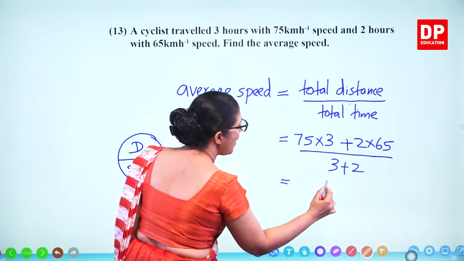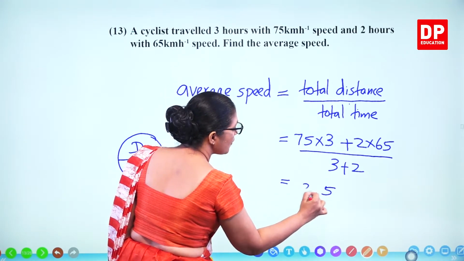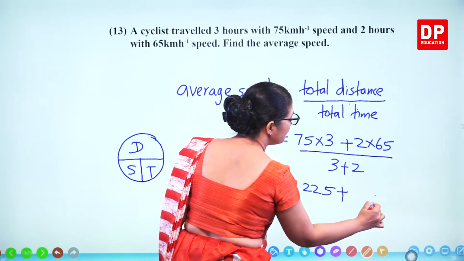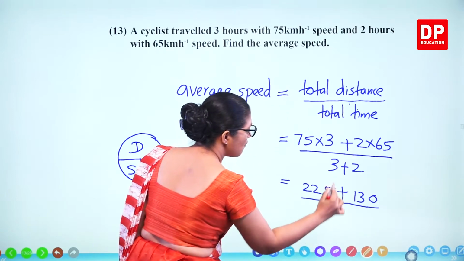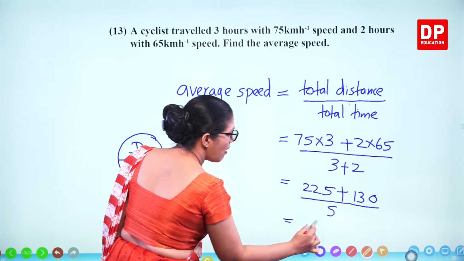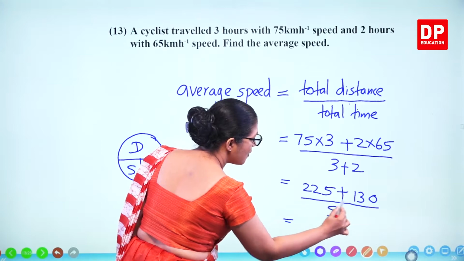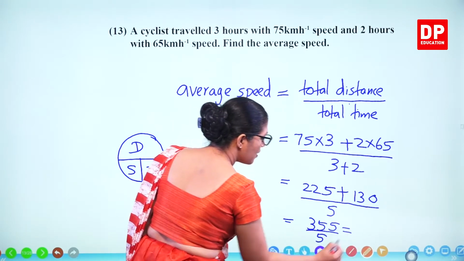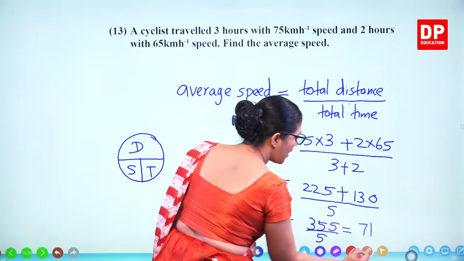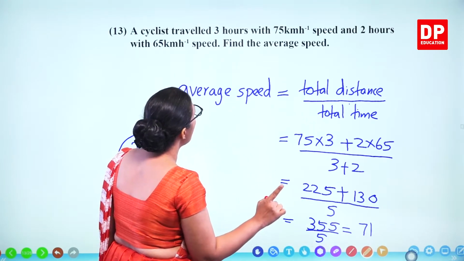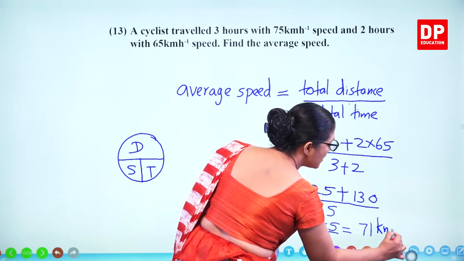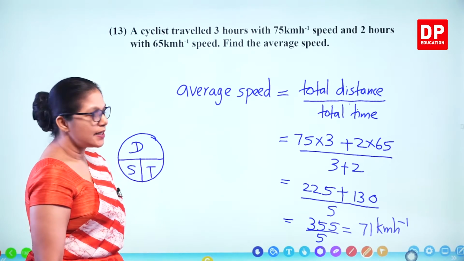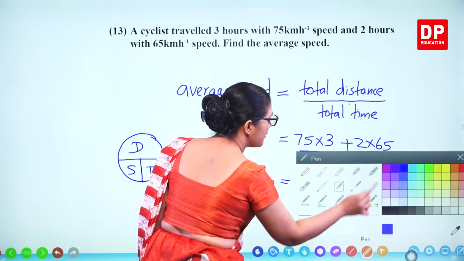Now simplify. 3 times 75 is 225. 65 times 2 is 130. Divide by 5. So add it together, you get 5, 5 and 3. Divide by 5, you get 7 and 1. So 71 kilometers per hour. That's the average speed. So 2 marks for that.